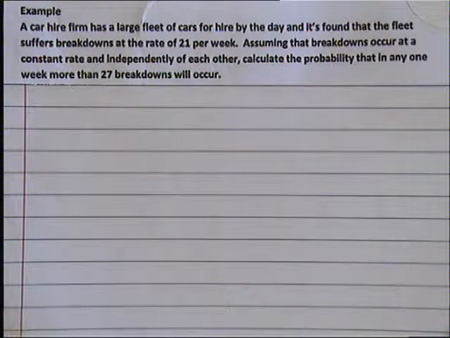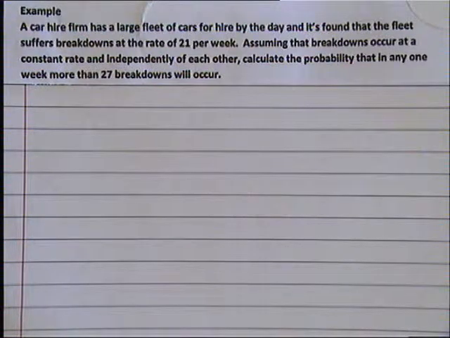Okay? Assuming that breakdowns occur at a constant rate, why has it said that? Well, that's a condition for the Poisson. It's a constant rate. And independently of each other, why has it said that? That's a condition for the Poisson. Calculate the probability that in any 1 week, more than 27 breakdowns will occur. So that's the question. If you want to write that down, you can do.